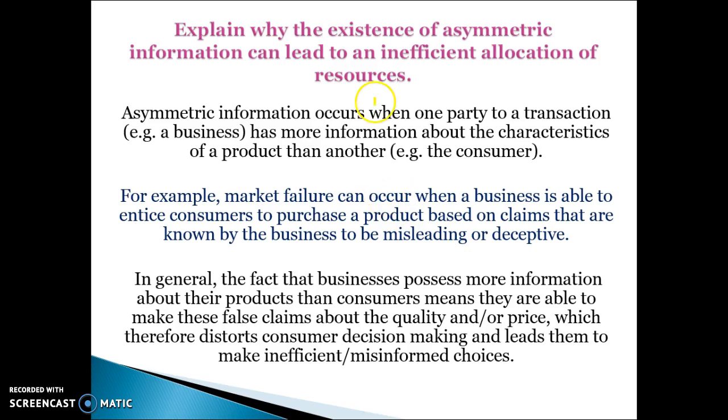Okay, so when you're explaining why the existence of asymmetric information can lead to an inefficient allocation of resources, define asymmetric information. For example, market failure can occur when a business is able to entice consumers to purchase products based on misleading or deceptive claims. The fact that businesses possess more information about their products than consumers means they often make false claims about the quality or price, which then distorts consumers' decision-making and makes them make uninformed or inefficient choices. Use an example there, like your car salesman would probably be easier.